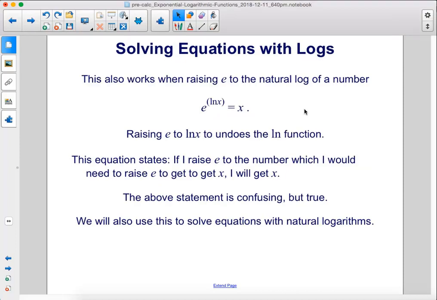This also works when raising e to the natural log of a number. e raised to the power of the natural log of x equals x. Raising e to the natural log of x undoes the natural log function. This equation states, if I raise e to the number which I would need to raise e to get x, I will get x. The above statement is confusing, but true. We will also use this to solve equations with natural logarithms.